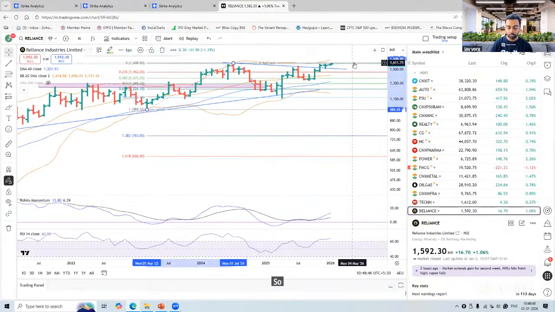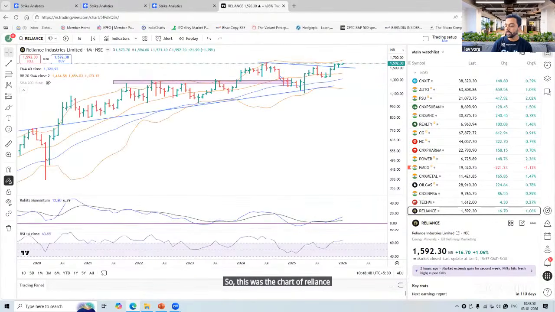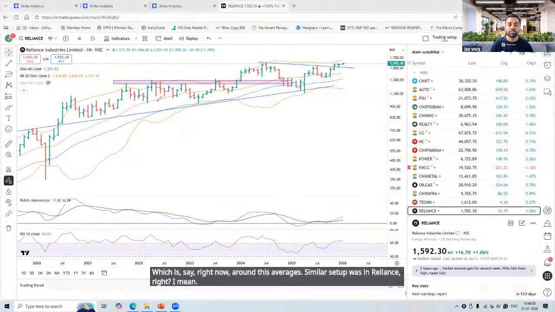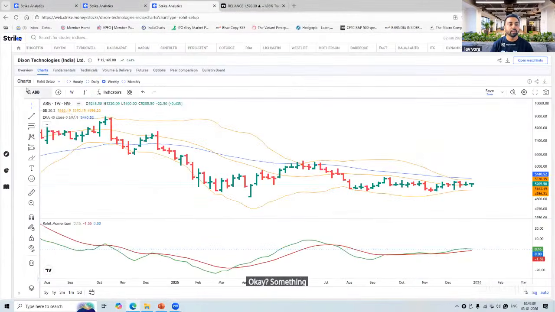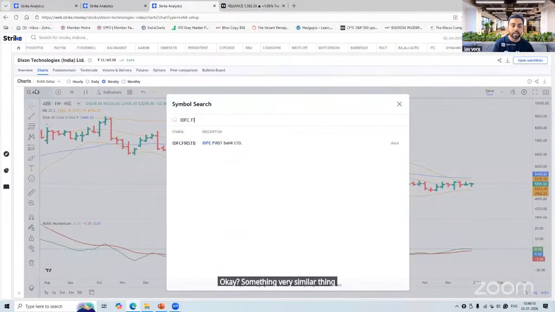So this was the chart of Reliance. What you're seeing in ABB, which is right now around these averages, a similar setup was in Reliance. It was around these averages, this important support level was there, and so on. So you tend to wonder, can a turnaround happen from here or not? Something very similar I had observed in IDFC First as well.